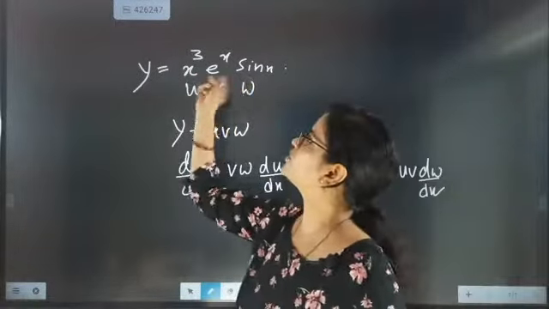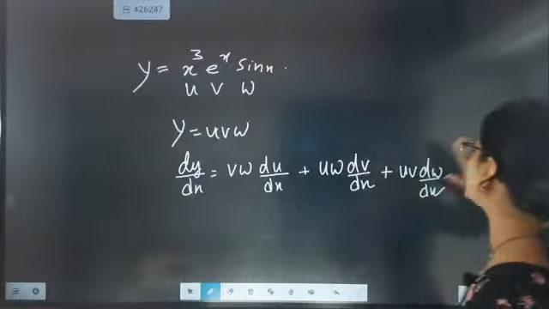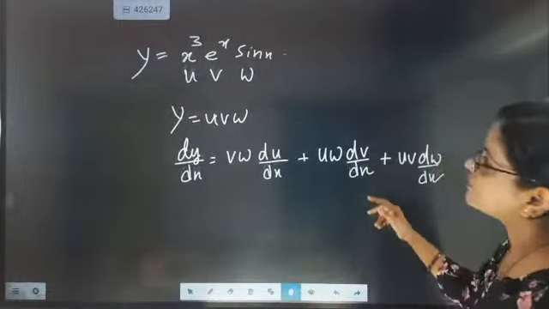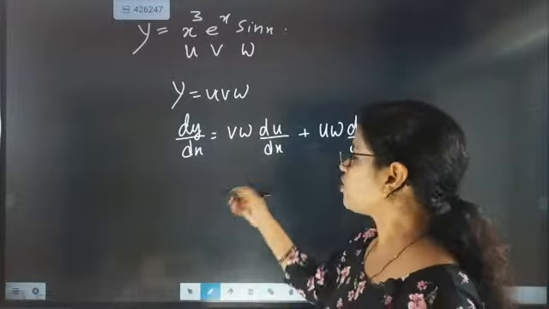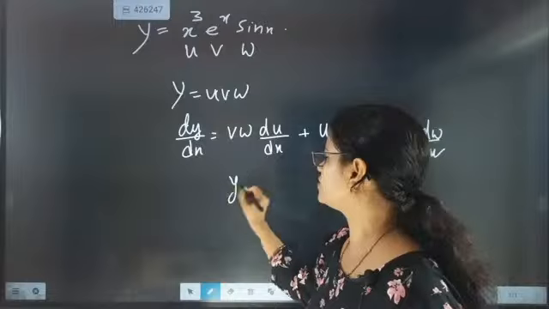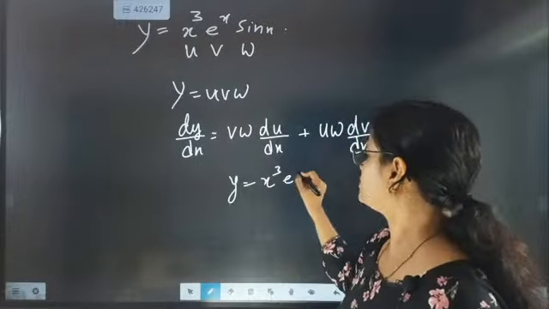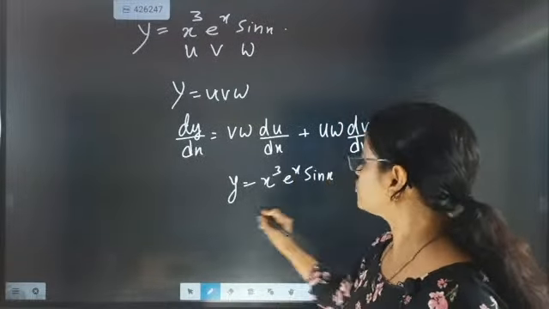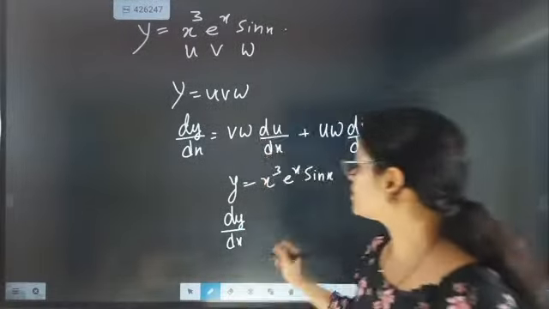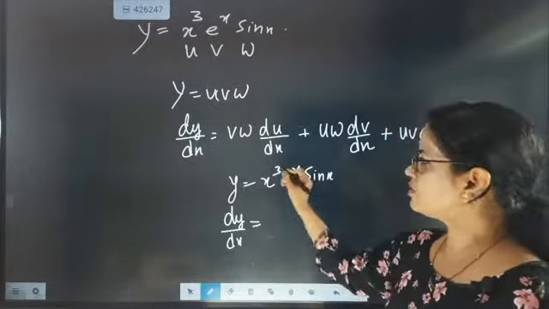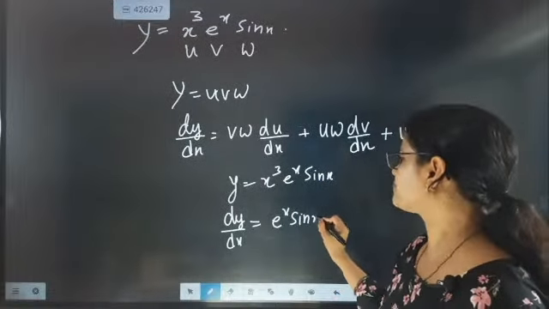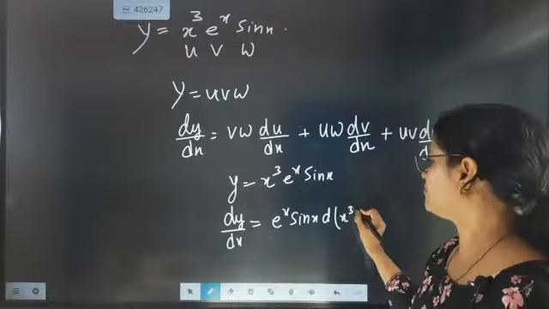So here x cube, e to the power x and sin x are there. One by one, we will be able to use it. Now according to the formula, y is exactly equal to x cube e to the power x sin x. So first time we will write dy by dx: one time we take x cube differentiated and leave the others, so e to the power x sin x will be there and x cube will be differentiated.